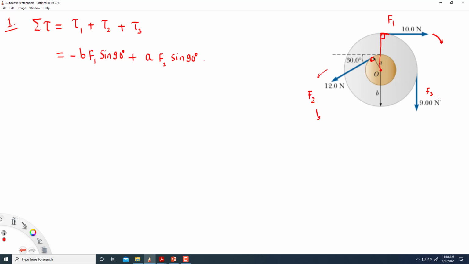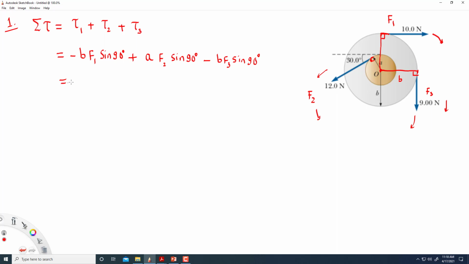And then this force, if you apply this force this way, then it will rotate this wheel in clockwise direction, so that means the torque would be negative, and the point where you apply the force and the pivot is B distance apart. Okay, so that's the distance between these two points, B. Force here is F3, and then the sine of the angle between this distance and the force is again 90 degrees.